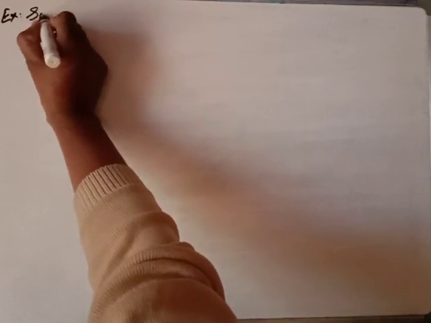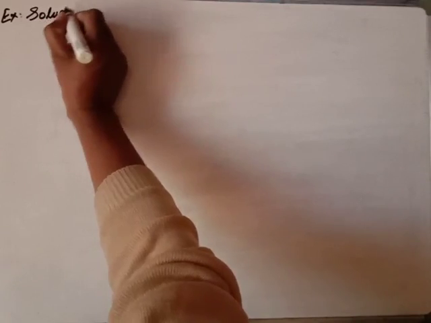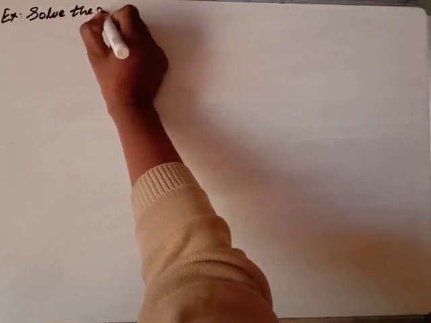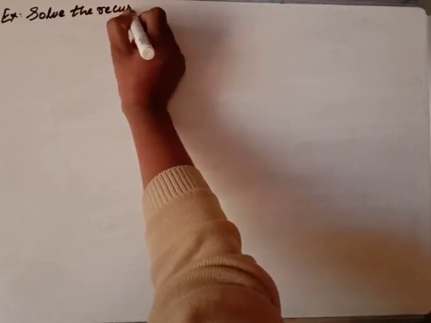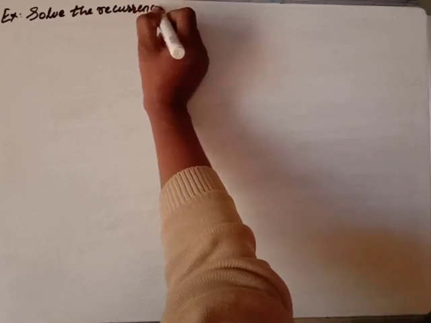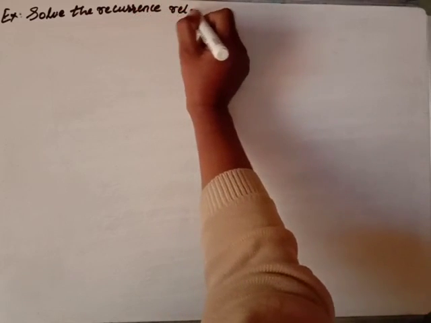Hello students, now in this video also we will solve some examples on homogeneous recurrence relation, but now of order 3. So the question is the same one: solve the recurrence relations.